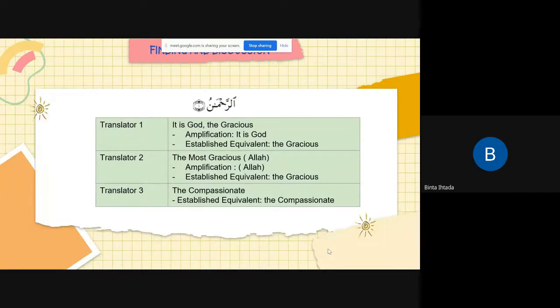So the second translator means by Ar-Rahman "the most gracious, Allah." The technique is amplification, meaning by Allah, and the established equivalent is "the gracious." And the last translator means by Ar-Rahman "the compassionate." It uses the established equivalent technique, meaning also "the compassionate."